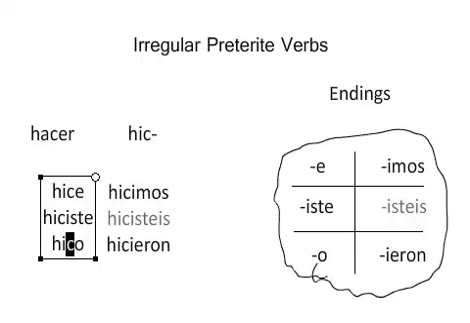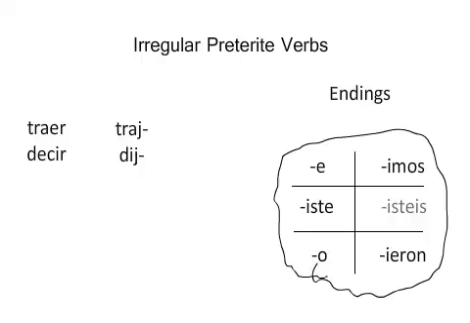Sometimes in Spanish we'll see that in order to preserve a sound, in this case the s sound, we have to change the spelling. So here we change that C to a Z, and now it sounds the same as the others: hice, hiciste, hizo, hicimos, hicistes, hicieron.